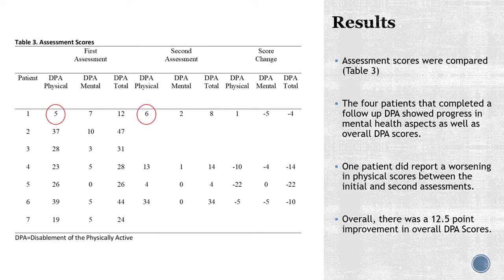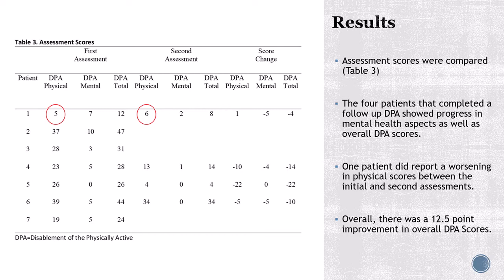Looking at the individual assessment scores, we can see them on Table 3. 4 patients that completed the follow-up DPA showed progress in mental health aspects as well as overall health scores. 1 patient did report a worsening in physical scores between initial and second assessments, and overall there was a 12.5 point improvement in overall DPA scores.